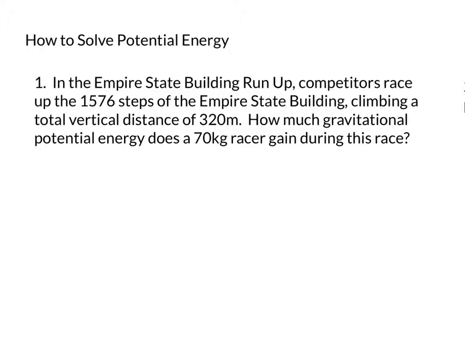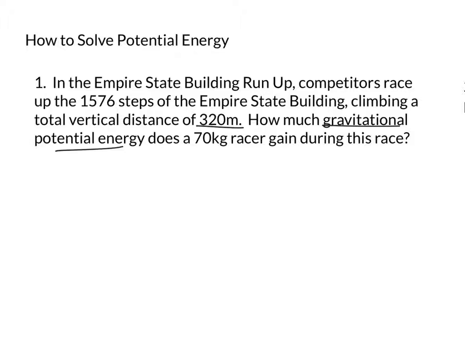We've got people, I guess this is a yearly thing. They do the Empire State Building run-up, and you start at the bottom, and you run up a lot of flights of stairs to get to the top of the Empire State Building, which, if you haven't heard of, is pretty tall. In fact, it is about 320 meters tall, assuming they go all the way to the top, which I guess they probably do. So if you wanted to see how much punishment that is, we're about to calculate it. They say, how much gravitational potential energy would a 70 kilogram racer gain during this race?